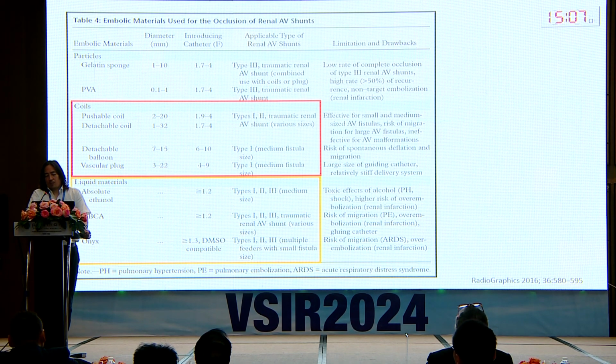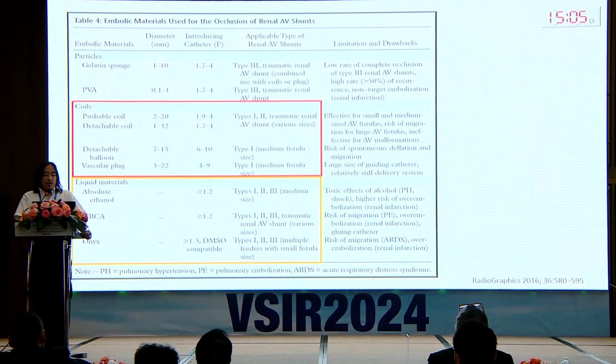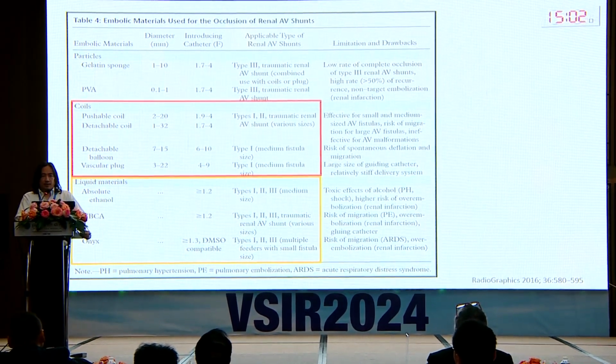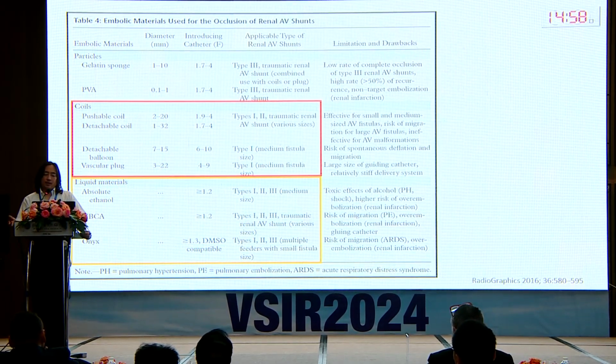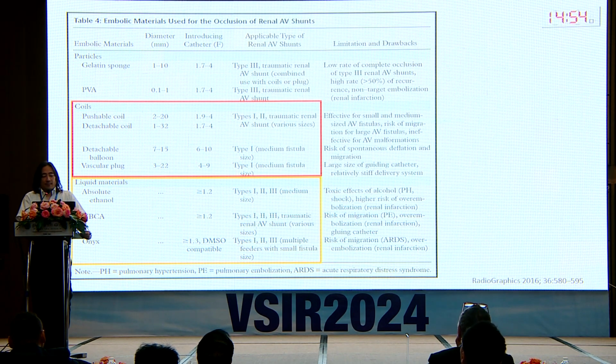In type 1 and type 2, the main embolic material is coils or vascular plugs. Sometimes we also use glue and alcohol in combination with the coil. But the main embolic material is coil. And in type 3, of course, the target artery is very fine and tortuous, so liquid embolic material is required.